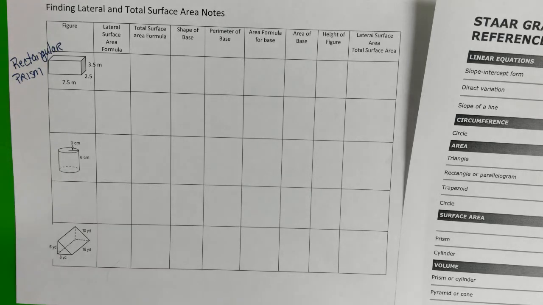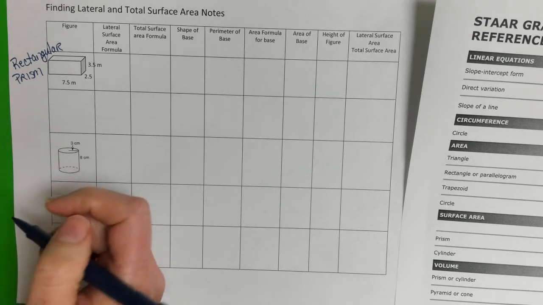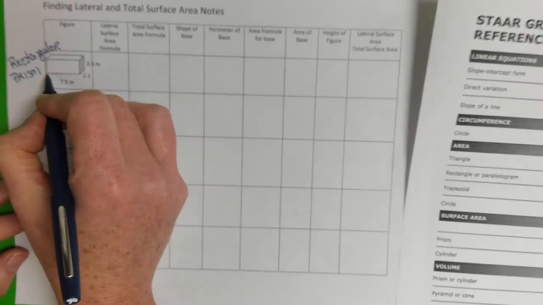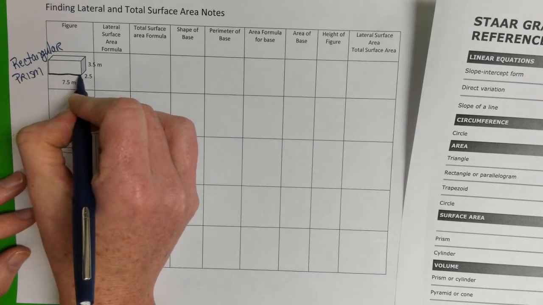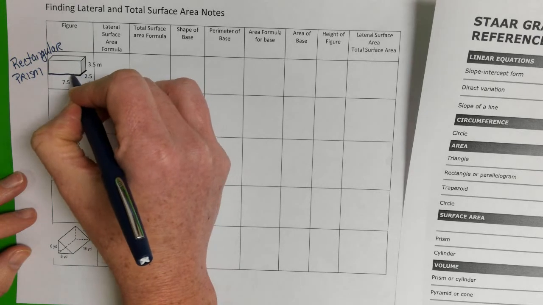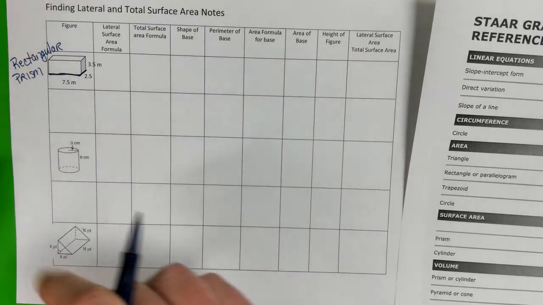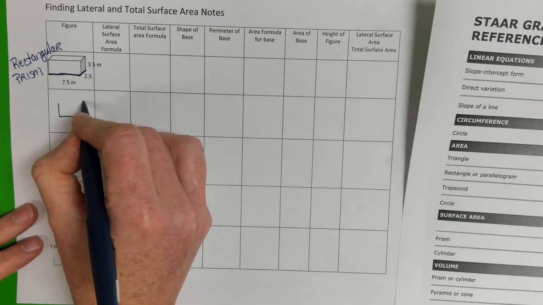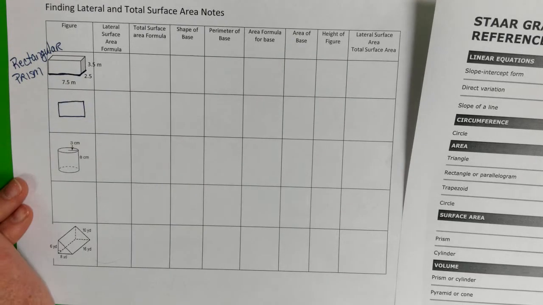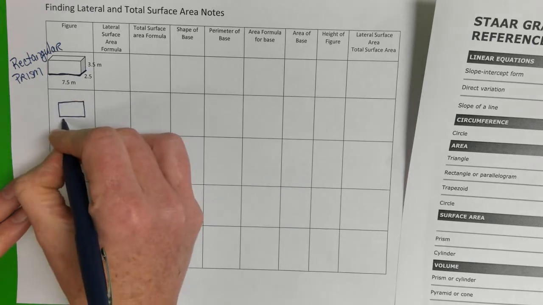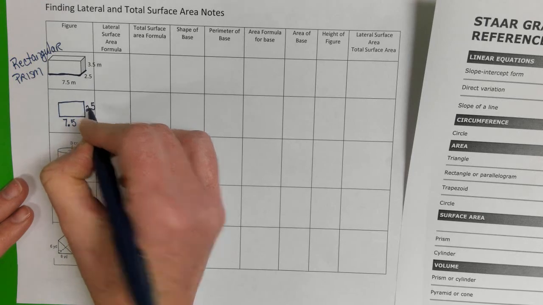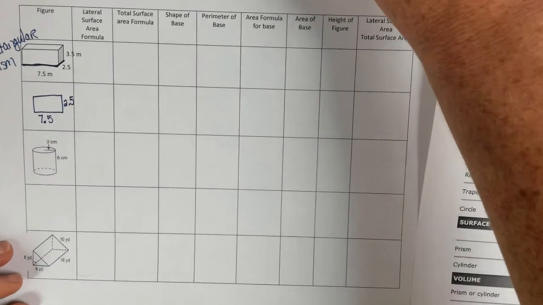If you're finding total surface area, it really doesn't matter. But if we're finding lateral surface area, it does matter. So what I want to tell you is that the base is always what it's sitting on. I outlined the base, and I'm going to go ahead and draw a picture. Here's our base. Our base is a rectangle, and the base is going to be 7.5 meters by 2.5 meters. So we're going to start with that.